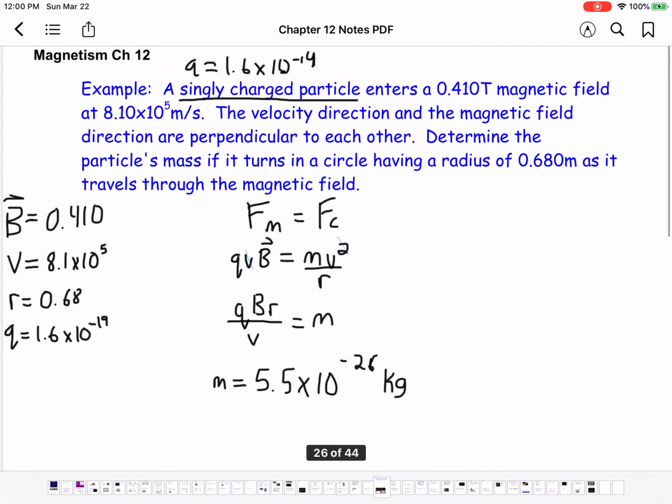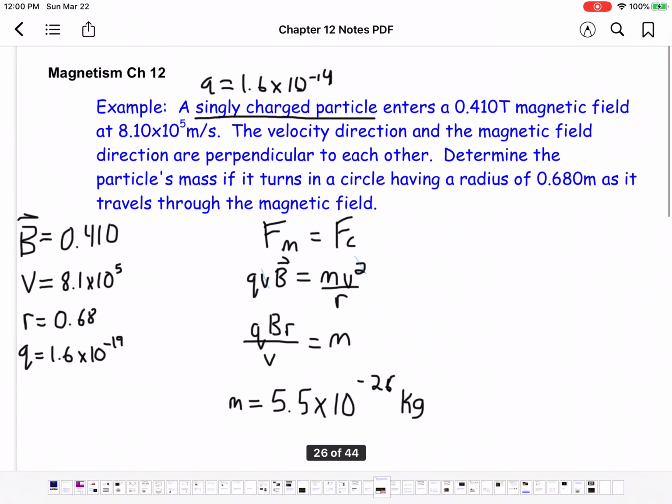So this question has a singly charged particle entering a 0.410 Tesla magnetic field at 8.1 times 10 to the 5 meters per second. The velocity and direction of the magnetic field are perpendicular to each other, which is important to know because now we know there's going to be a magnetic force. Determine the particle's mass if it turns in a circle having a radius of 0.680 meters as it travels through the magnetic field.